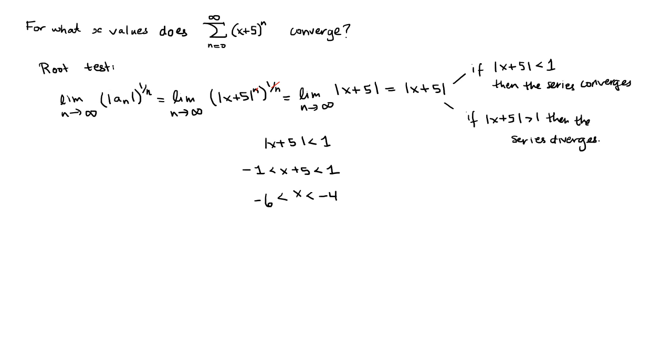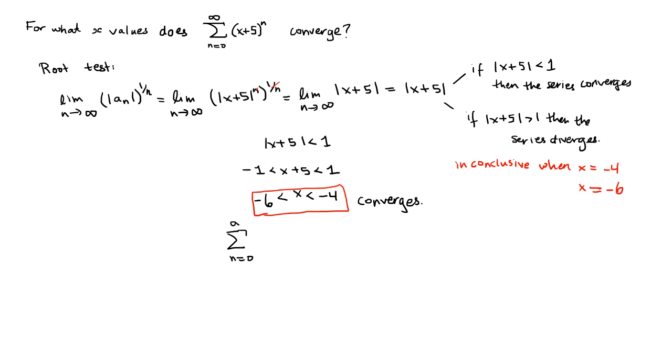Okay, so it's inconclusive. It's too close to call when x is equal to -4 and when x is equal to -6 using the root test. But otherwise, if x is between -6 and -4, we could say, yes, this series converges. And let's actually try plugging in those endpoints.